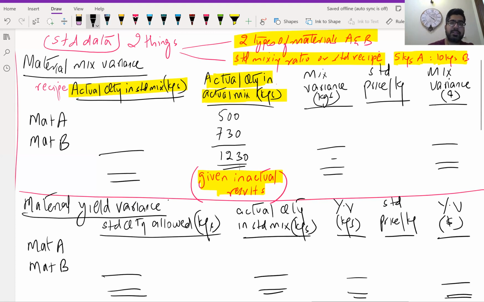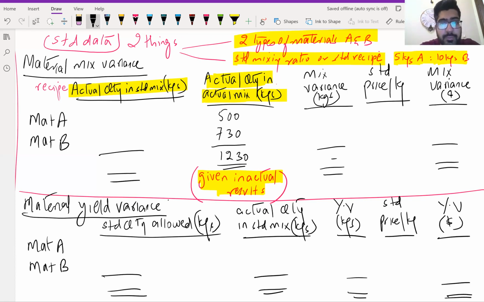Any questions regarding this? Actual quantity in actual mix, how much you have input, will always be given in actual results. So you just need to go to the actual results and see that you have made 80 units and input 500 kgs A, 730 kgs B. So 500 A, 730 B, actual quantity in actual mix, what you have done, is always given. Good.